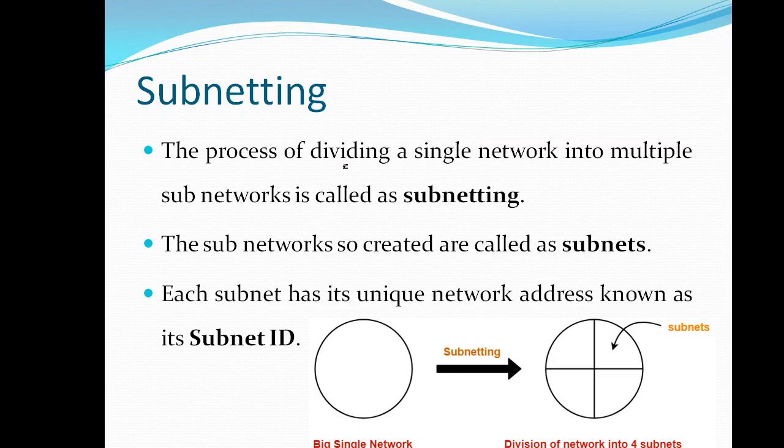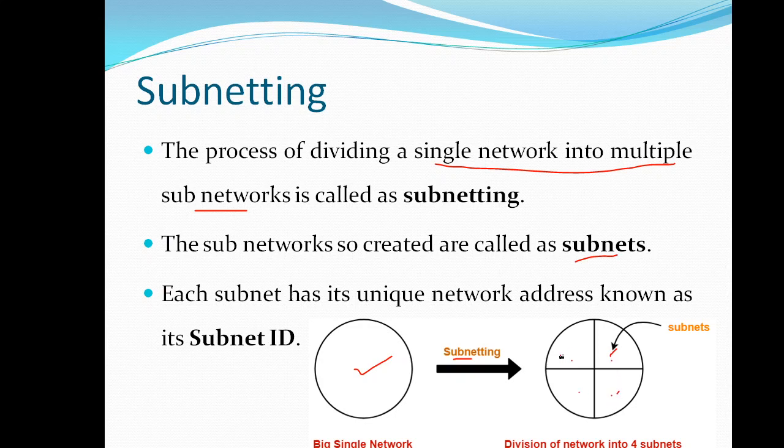Subnetting is nothing but a process of dividing a single network into multiple subnetworks. So here, this larger network is going to be divided into several smaller networks. This is called subnetting. The subnetworks created are called subnets. These are all different subnets.